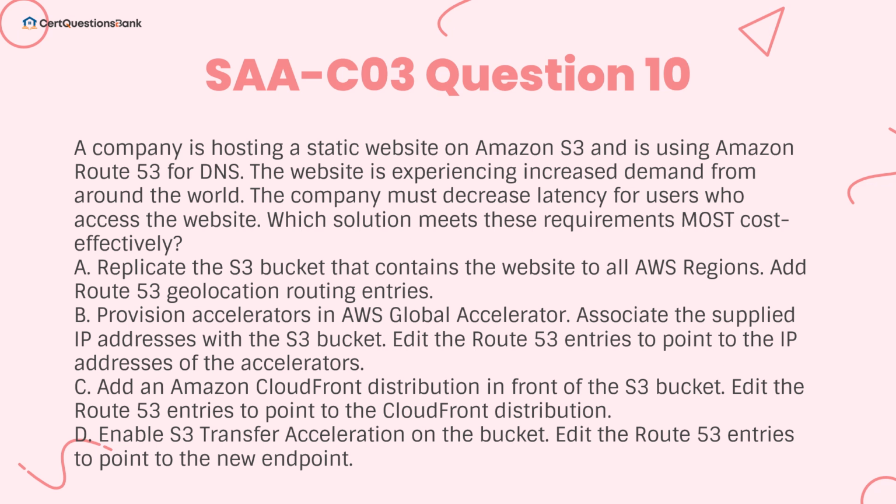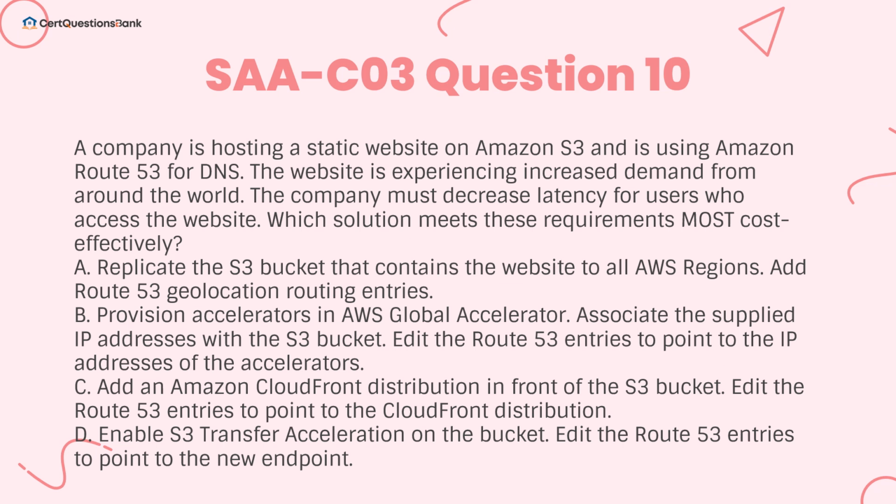A. Replicate the S3 bucket that contains the website to all AWS Regions. Add Route 53 geolocation routing entries. B. Provision accelerators in AWS Global Accelerator. Associate the supplied IP addresses with the S3 bucket. Edit the Route 53 entries to point to the IP addresses of the accelerators.